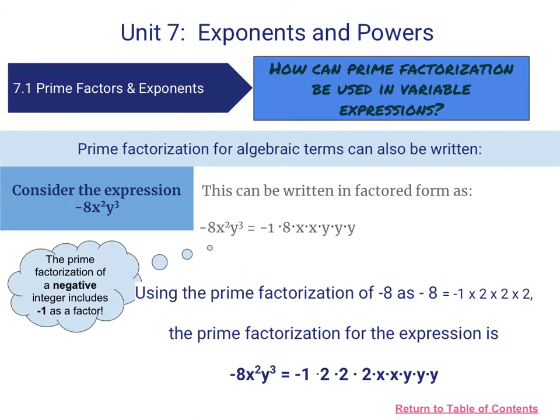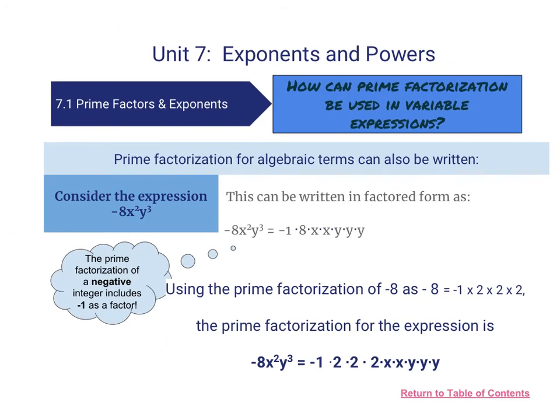All right, so now we're going to go ahead and prime factorize for algebraic terms. And this might seem a little bit more complicated, but it shouldn't be. If we can go ahead and factor a value or a number, we should be able to factor a variable with no issues, no problem at all. So the prime factorization of a negative integer includes a -1 as a factor. Let me explain this one.